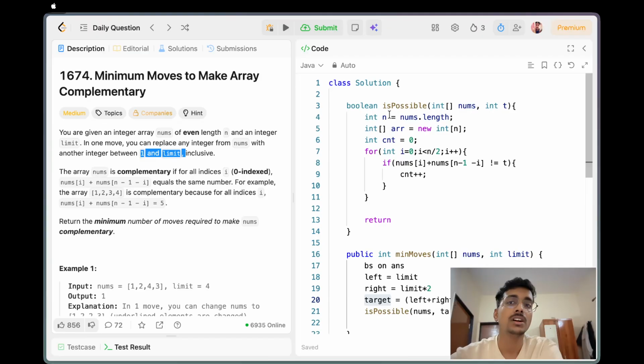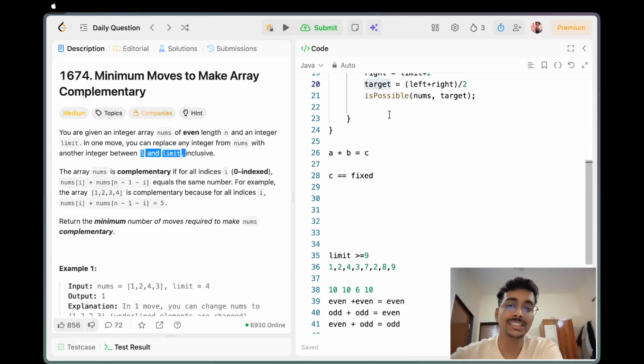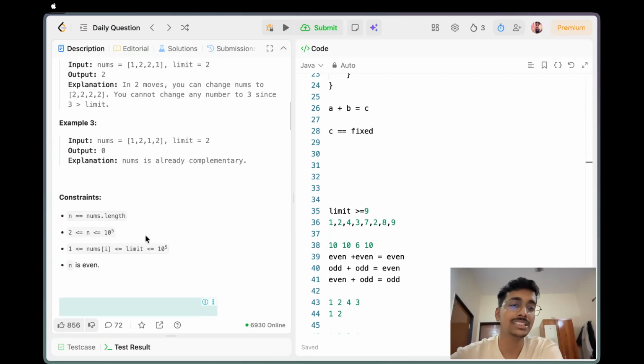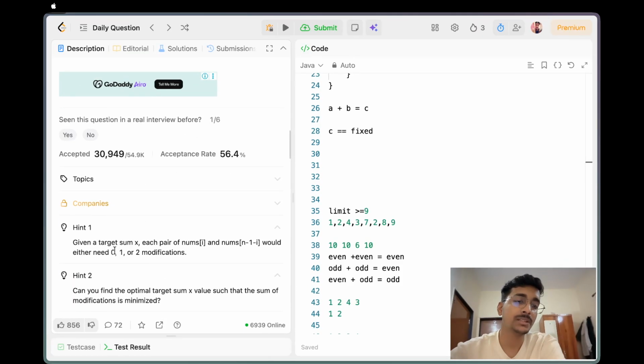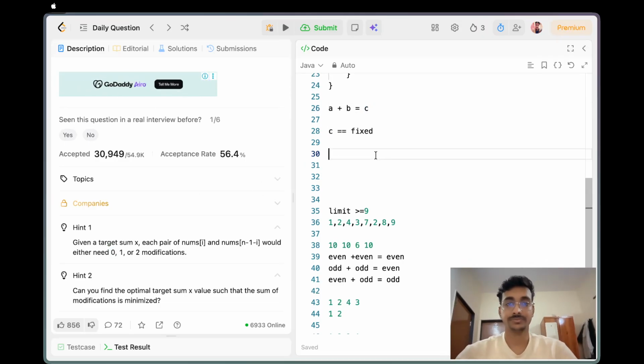Yeah, there are three scenarios: either one change, two changes, or three changes, right? Zero changes is pretty much easy. If a plus b is c, then there is zero changes. Makes sense. Wait. If a plus b is equal to c, zero moves.